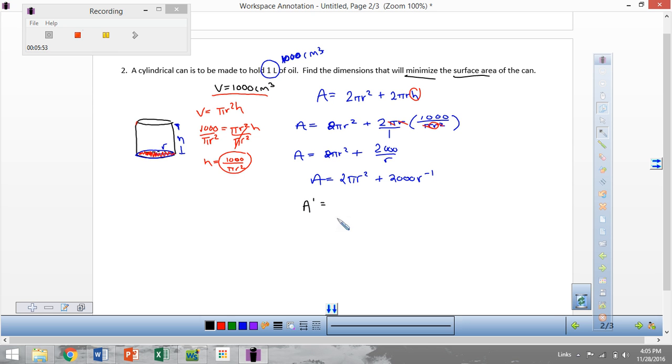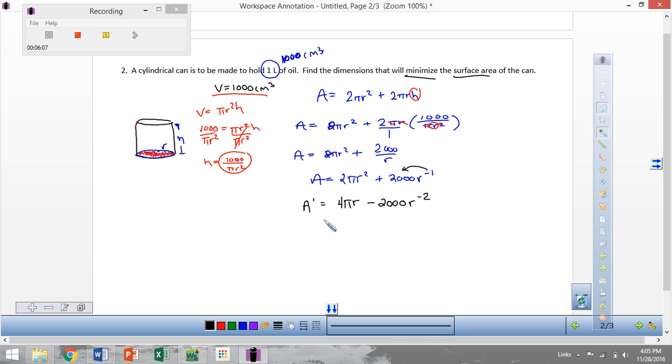So A prime is going to be 4 pi r. That's the derivative of this. Here I'm going to bring this negative 1 down, which is going to make this minus 2,000 r to the negative second.